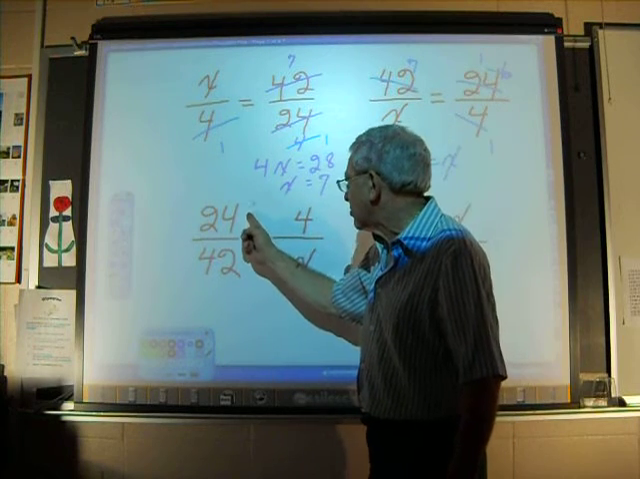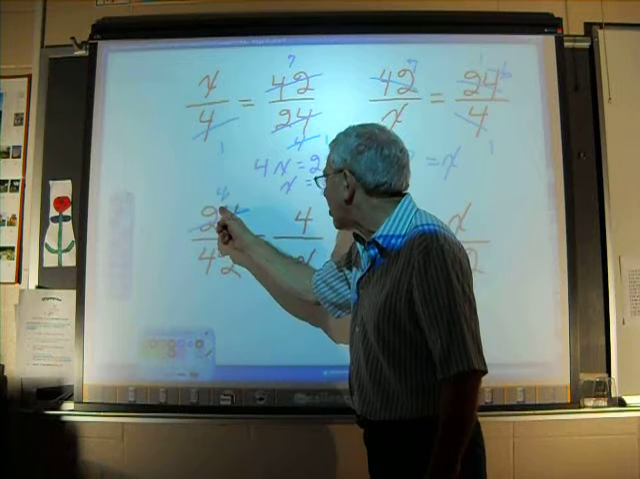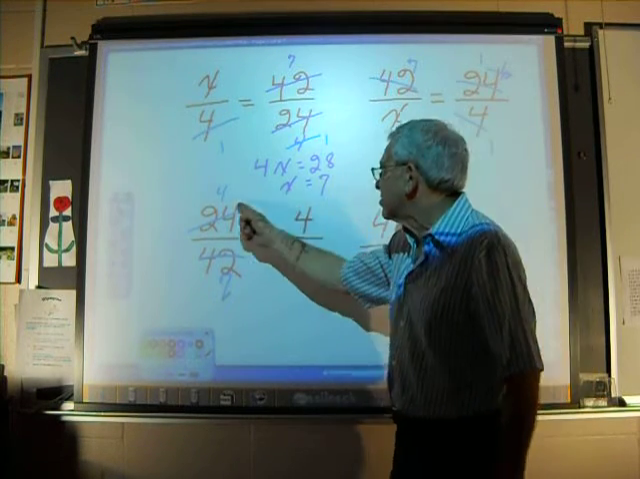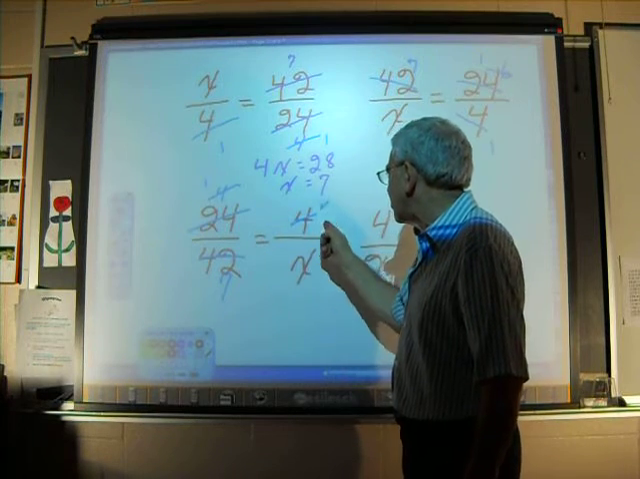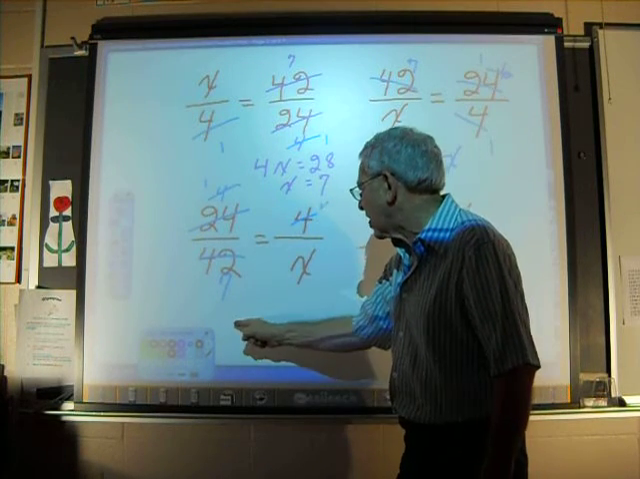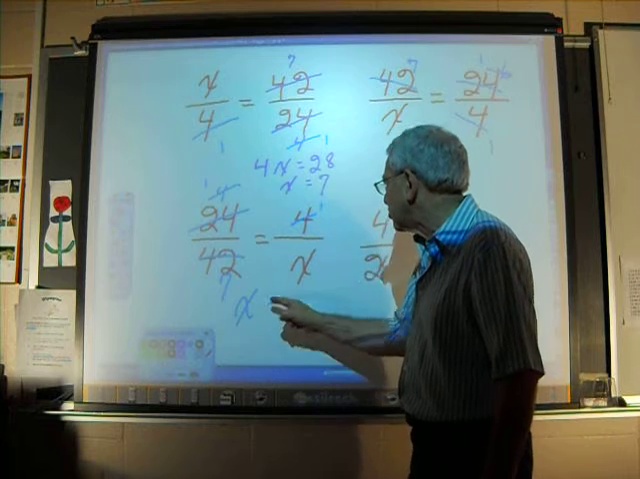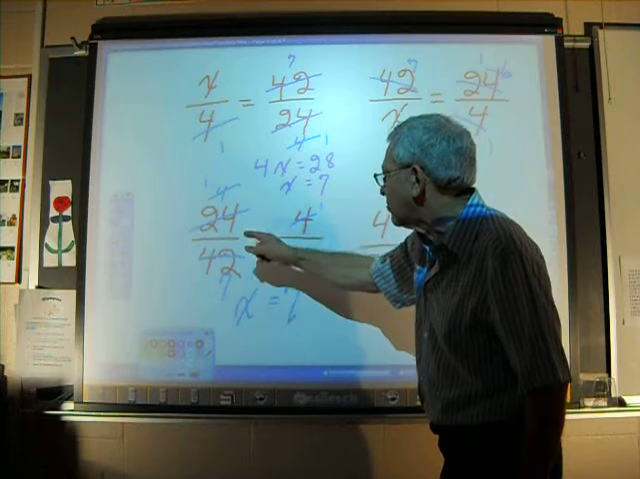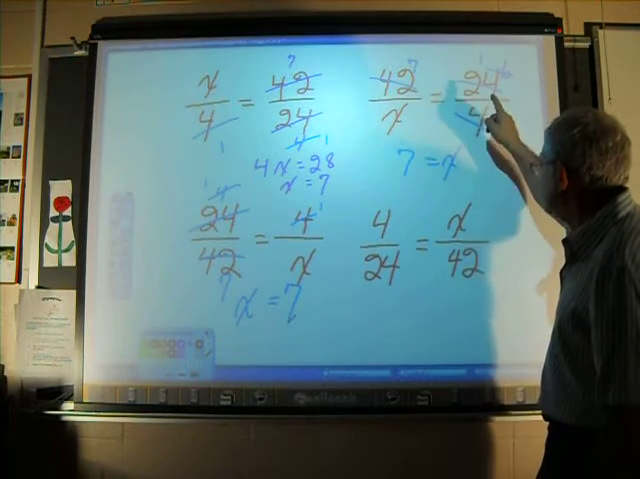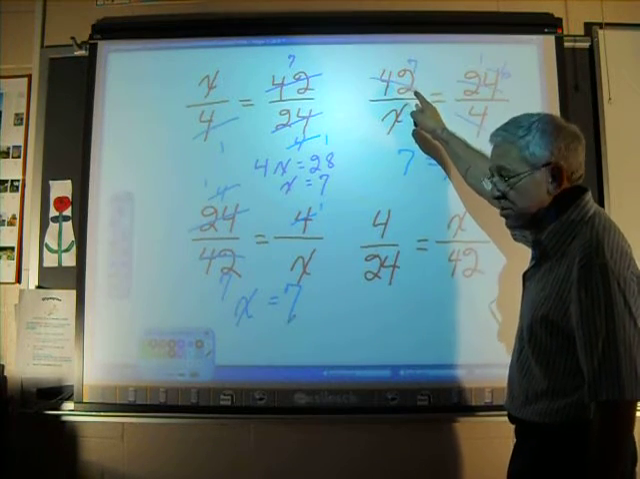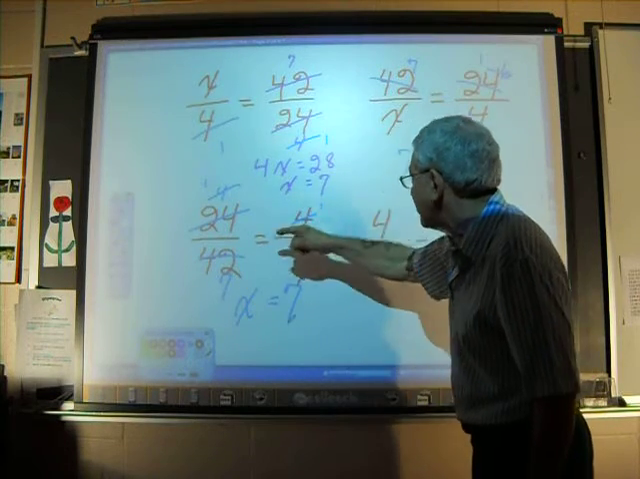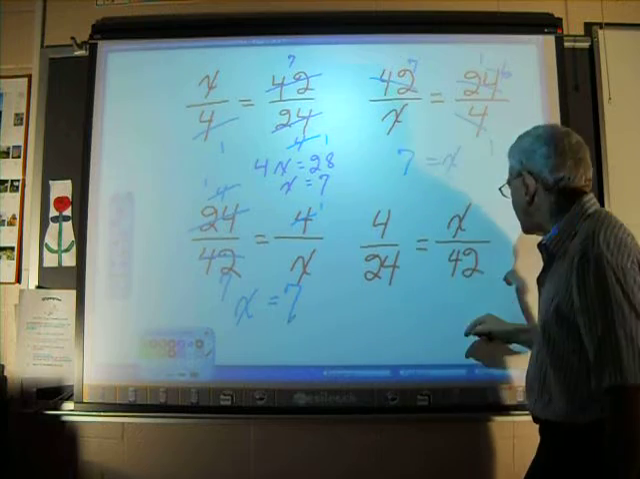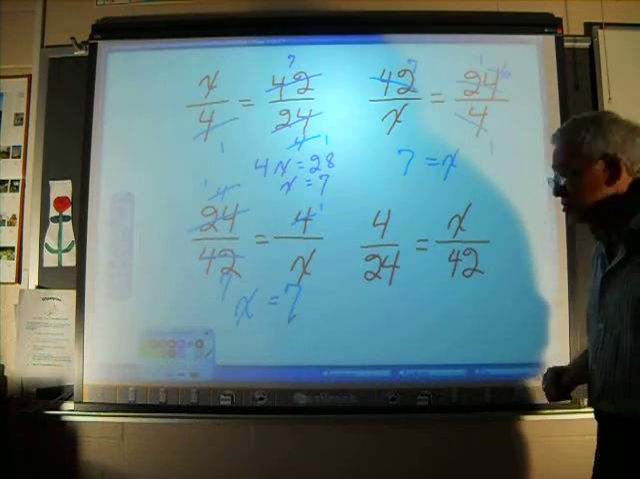So here I can go 6 into 24 is 4, 6 into 42 is 7, and then I can reduce the 4's. 4 into 4 is 1, 4 into 4 is 1. I cross multiply, I get 1x is equal to 7. And you see I reduced here 24 and 42, and I reduced 24 and 42 here. So not only can I reduce it vertically, I can reduce it horizontally. Here I did it vertically. So I bet here we're going to reduce it horizontally.